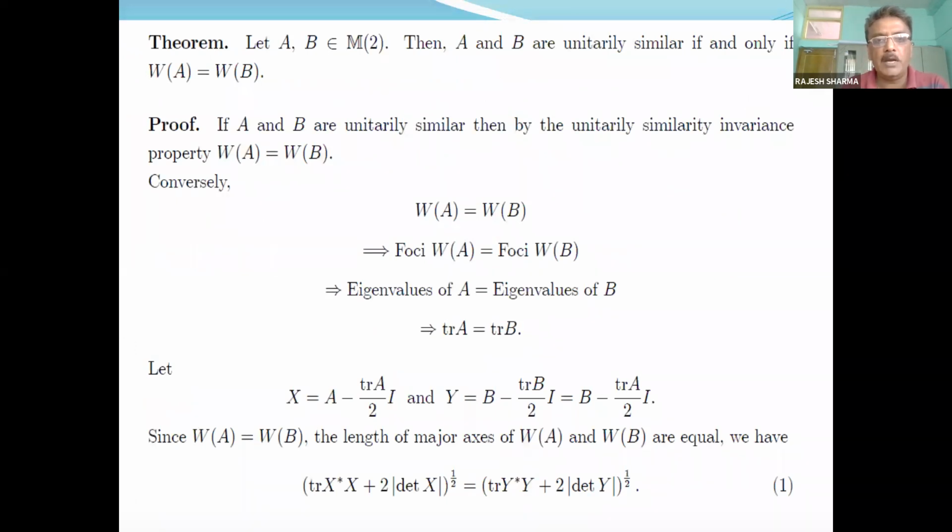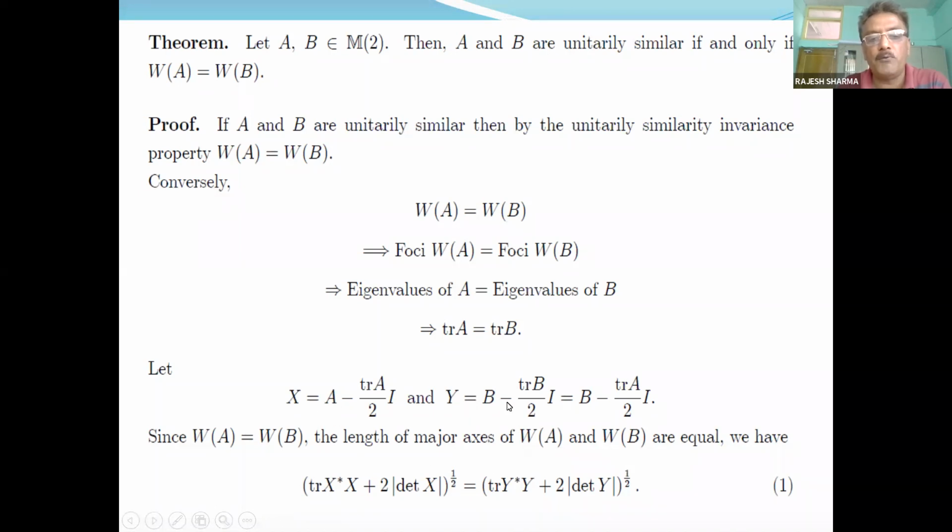Now, since the numerical ranges of A and B are the same, the lengths of the major axes of W(A) and W(B) are equal. And we have the length of the major axis as this expression, trace X star X plus 2 determinant X, to the power half. And similarly on the right hand side. Since the eigenvalues of X and Y are the same, their determinants are the same. So squaring both sides, this 2 determinant X cancels with 2 determinant Y. So from here we have trace X star X is equal to trace Y star Y.